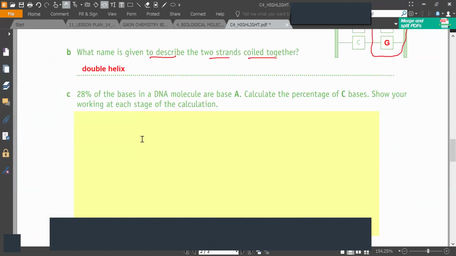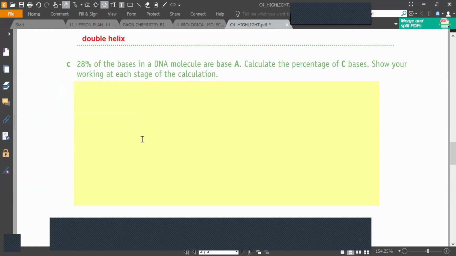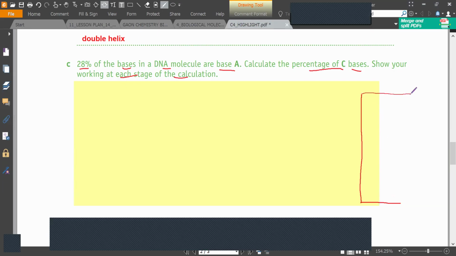Next, this is a calculation question. 28% of bases in a DNA is base A. Calculate the percentage of C bases. Show your working at each stage of the calculation. So we are saying that we have 100% of DNA.